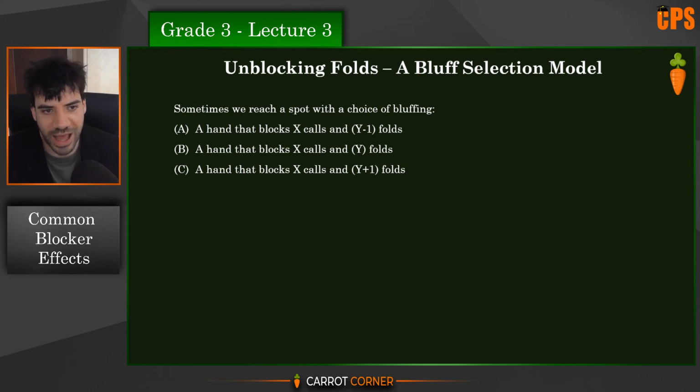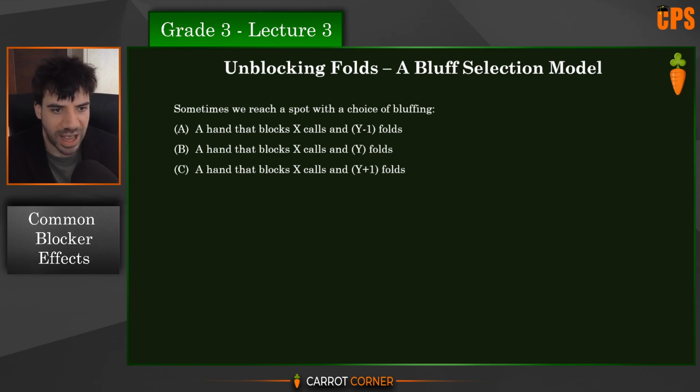Firstly, we may have a hand that blocks a certain amount of calls, let's call that X calls, in our opponent's range, and Y-1 folds. What this means is that the hand blocks an average amount of calls in villain's range, but less than the average amount of folds. This is a good hand to bluff because our opponent is folding more often on average when we hold category A than when we hold B or C.